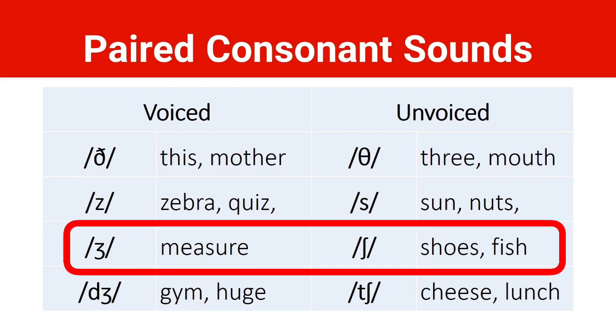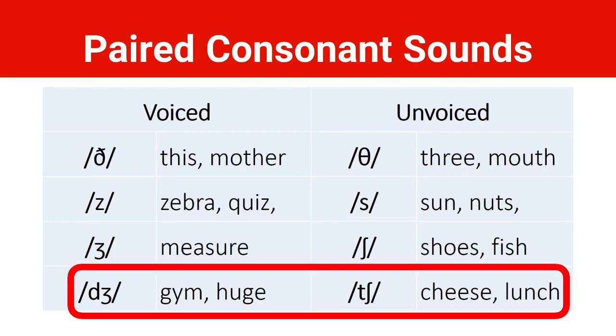Zh: measure. Sh: shoes, fish. The first sound is voiced, zh. The second one is unvoiced, sh. J: gym, huge. It's a voiced sound. Ch: cheese, lunch. This sound is an unvoiced sound.